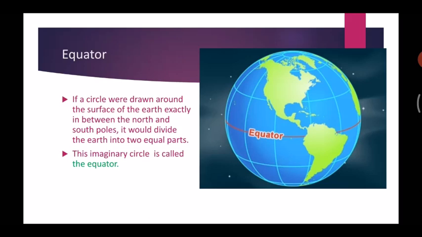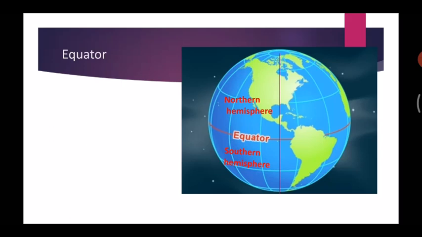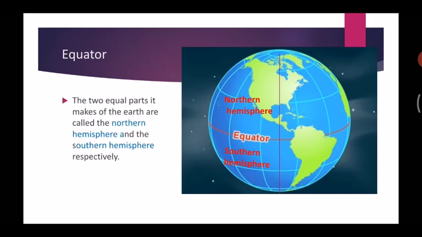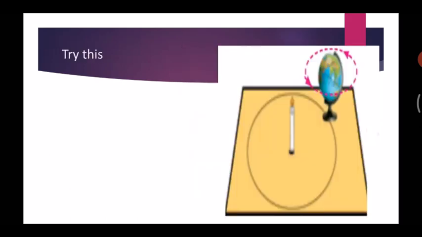Okay, we'll move to the next slide. Now when it is drawn, it is dividing the earth into two equal parts, right? It makes the earth into two equal halves. The topmost portion is called the northern hemisphere and the downmost portion is called the southern hemisphere respectively. Let's move to the next slide.